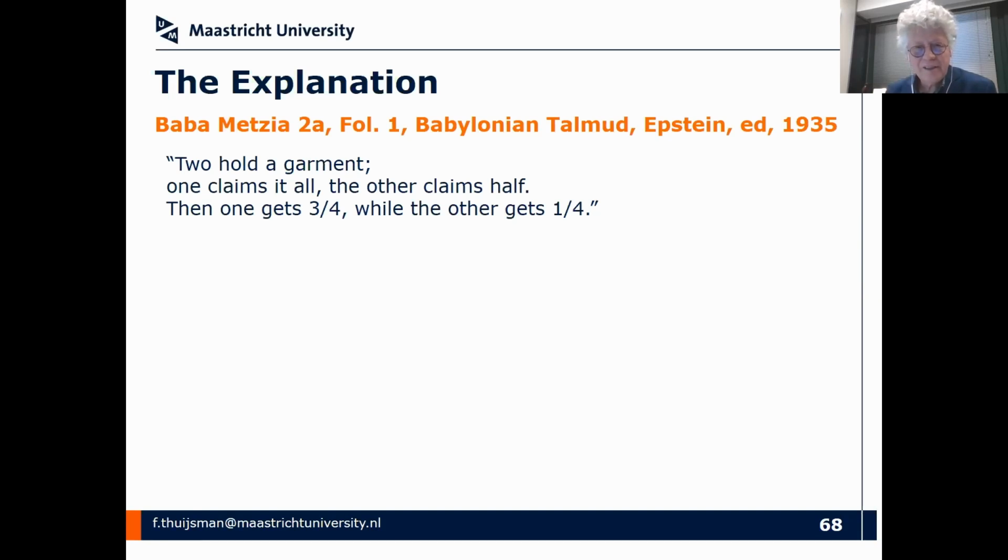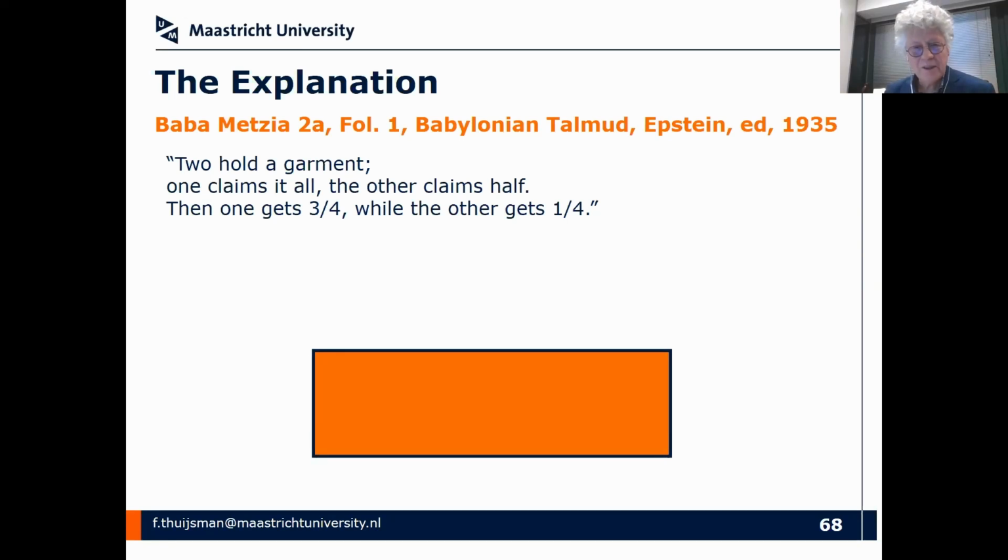So the story in the Talmud is that two are holding a garment, let's say a piece of cloth. One wants to have it all, the other claims half. The Talmud says, well, then one gets 3/4 and the other gets 1/4. So here's the cloth. One wants to have it all, the other wants to have half. So you split there. Why there? Well, because that's the part they're fighting over. If two players both want to have the same thing, just cut it in two.